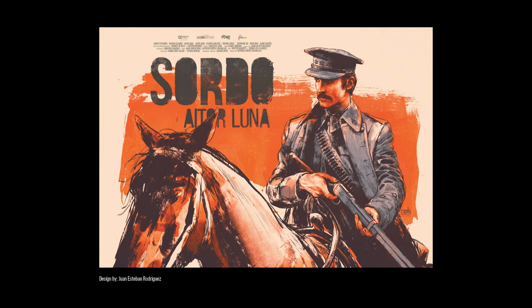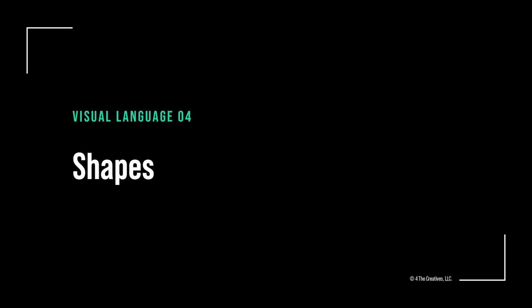This design uses illustration with texture in the background and in the type itself to give this vintage, Old West type of feel to it that is done extremely well. And finally, there are shapes. This could be circles, straight lines, squiggly lines, squares, rectangles, or any other shape that helps to forward the communication of the design.